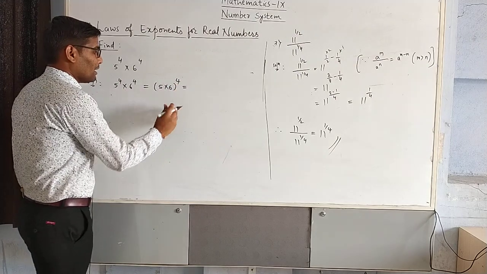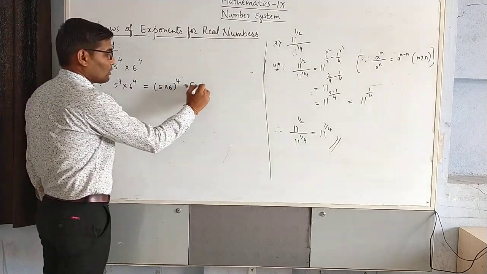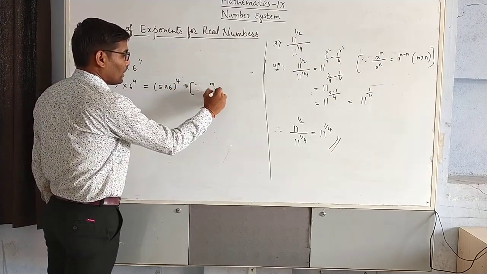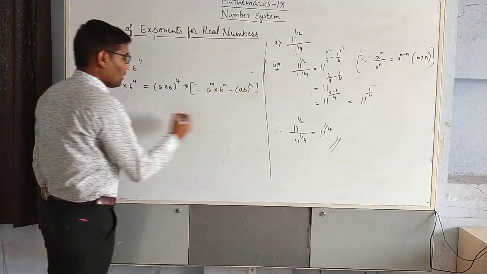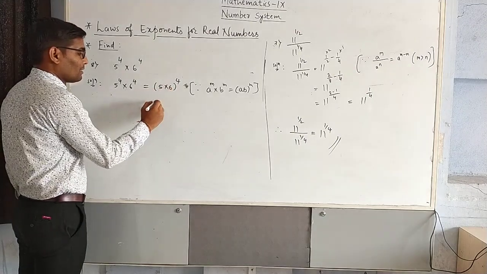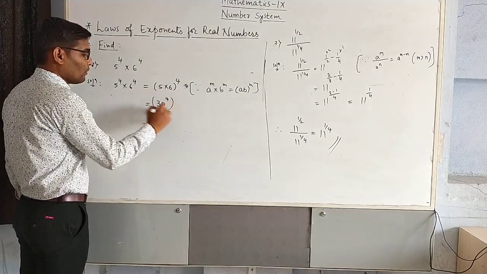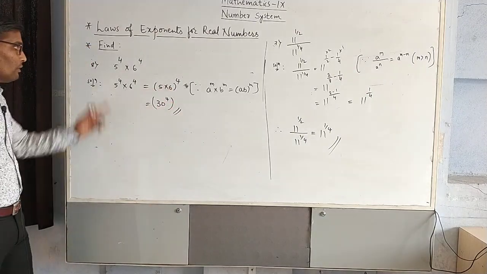the power 4. Here we have used the law of exponent, a to the power m into b to the power m equals a into b whole to the power m. Then it will become 5 into 6, 30, whole to the power 4. This is the answer of the given problem.